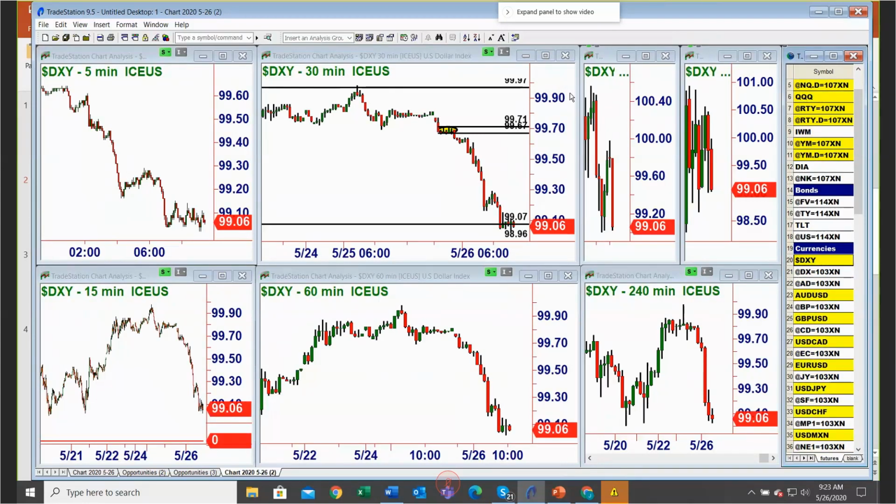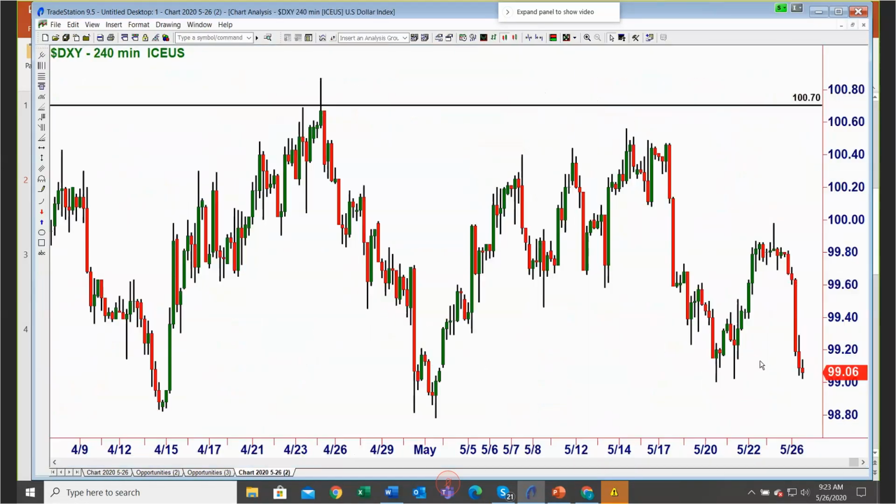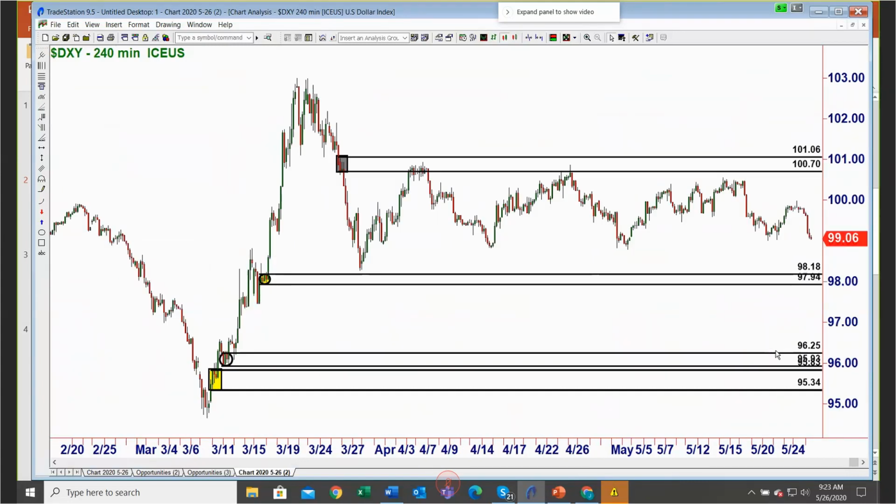So we looked at the dollar earlier. We looked at a larger time frame chart of the dollar. Again, same thing. The dollar's just sitting down in the bottom part of this range where we have all these pivot lows. Remember, pivot lows are not demand.